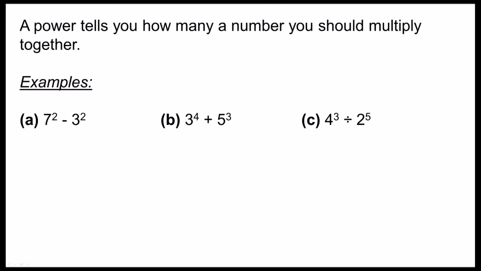The next part of this video looks at calculating with powers. In this first example, we're asked to calculate 7 squared take away 3 squared, so we can do this in stages. Using our order of operations, I know that I need to work out these powers first. So 7 squared means 7 times 7, which is 49. 3 squared means 3 times 3, which is 9. So I need to work out 49 take away 9, which I know is 40.